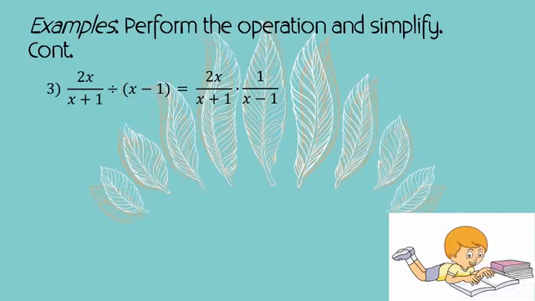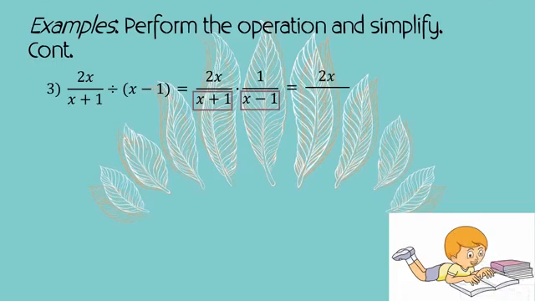So in this given rational expression, before multiplying, we divide muna the common factors. So as you can see, there are no common factors. In that case, we directly multiply the numerators. So 2x times 1 is 2x. And also in the denominator, you have x plus 1 times x minus 1.